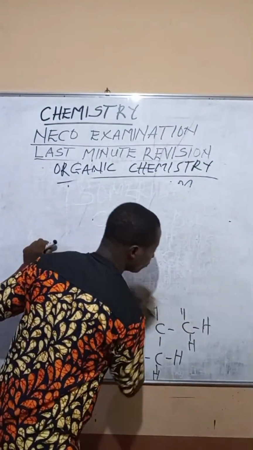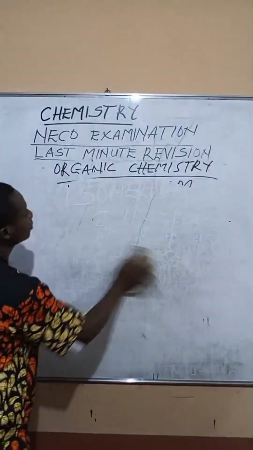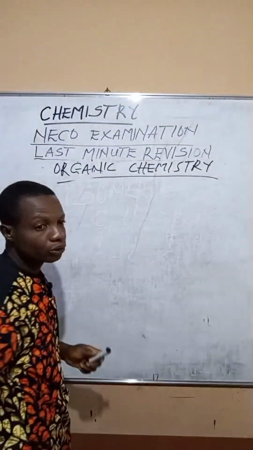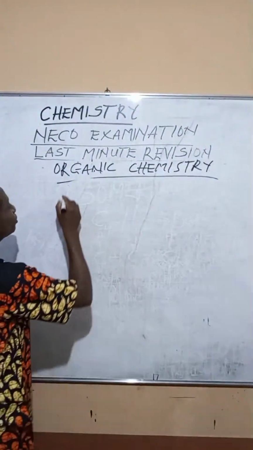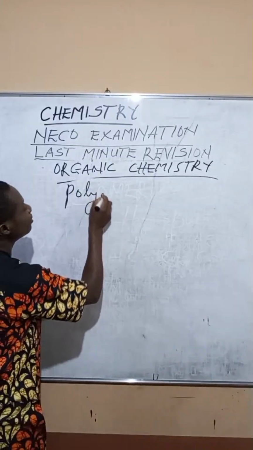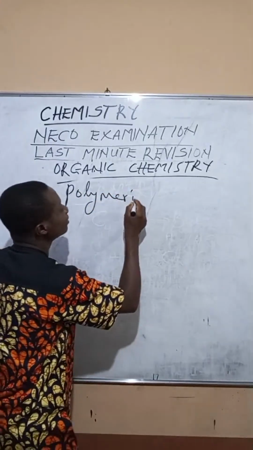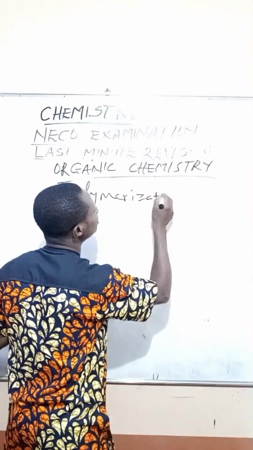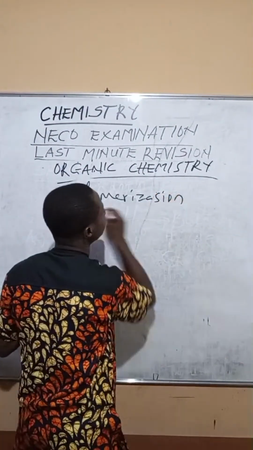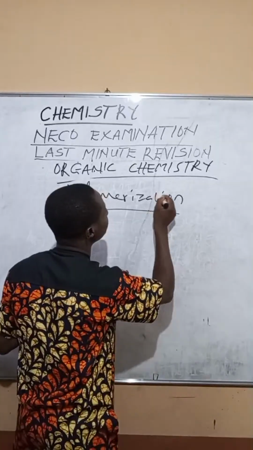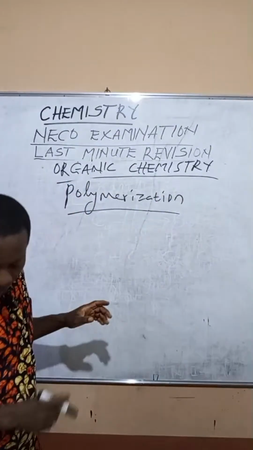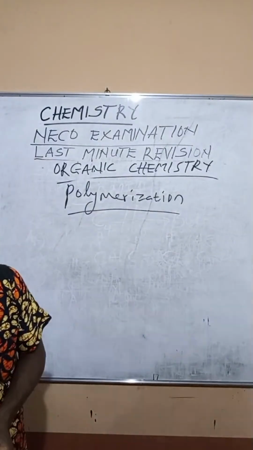Then we look at polymerization. Polymers. How are polymers formed? The process is called polymerization. Remember, we may not be able to revise everything, but the key areas, that's what we are looking at. Okay, how are polymers formed? Please take note of that.